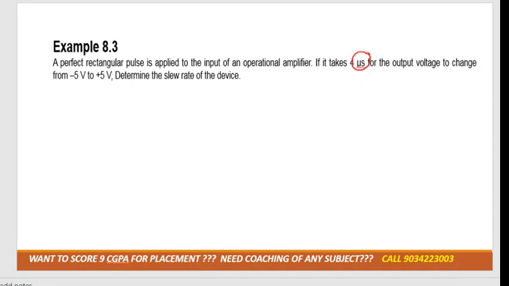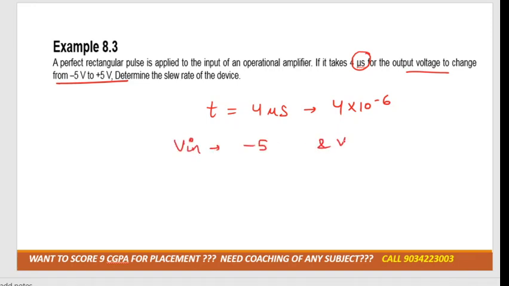See, in this they have given time, right? Time is how much? 4 microsecond. 4 microsecond means 4 into 10 raised to power minus 6. For the output voltage to change, there is a change in voltage. So how much is the change in voltage? V input is minus V, and V out, like there is a change means we can consider that one also. 5 minus of minus 5, right? So it would be 10 volt, and we have to calculate slew rate.